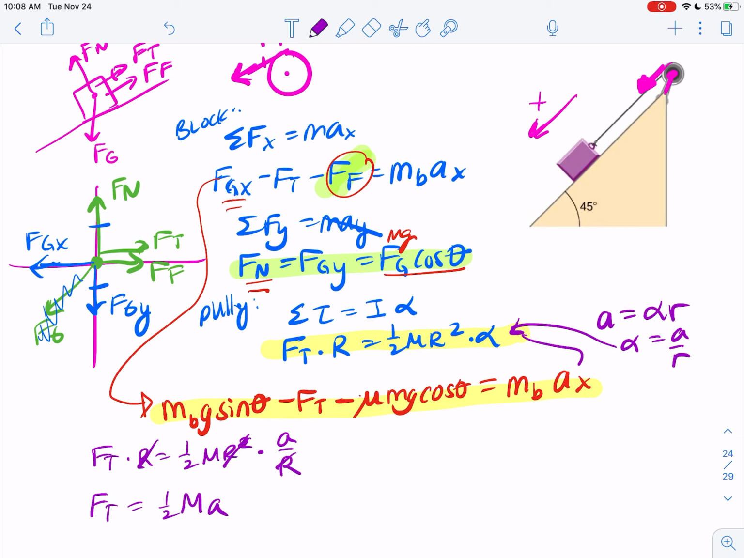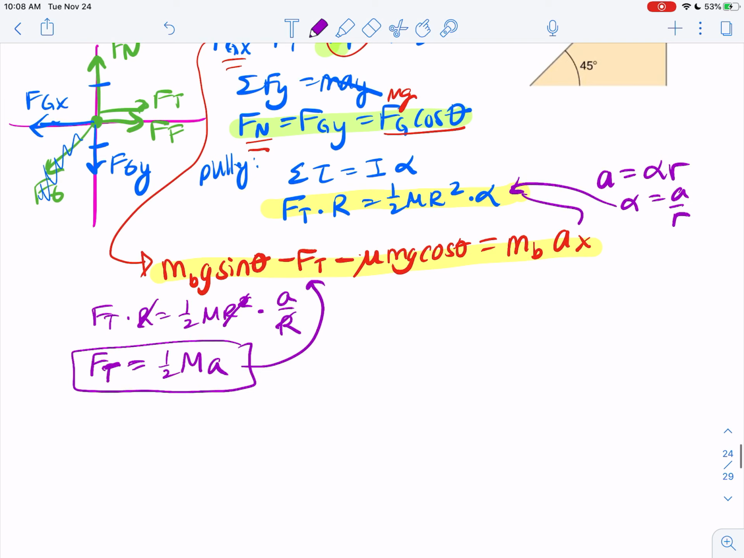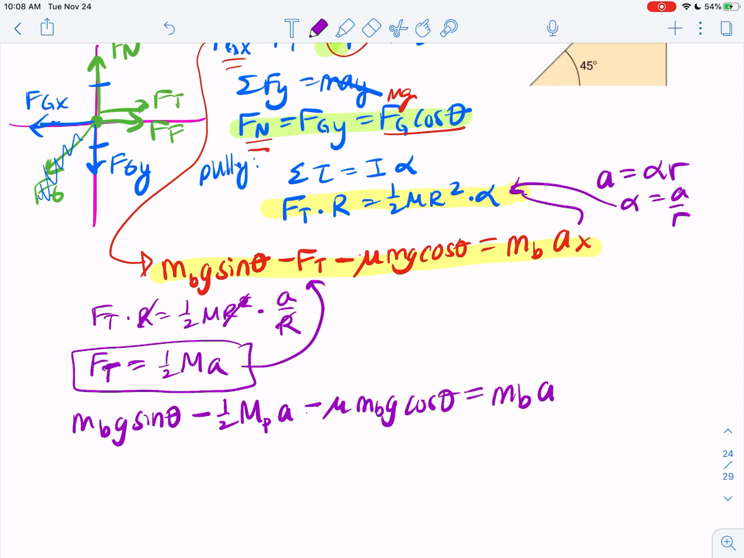That pretty much always happens. All that stuff is going to cancel out, which is another good reason not to put the numbers in early, because a lot of stuff might cancel. Now I'm at the point where I know this, I can just throw this in here, and now I'm down to 1 unknown. So m_B g sine theta minus 1/2 m, that's the pulley, times acceleration, minus mu, that's the block, cos theta equals mass of the block A. I'm just going to get rid of the x, because we're only talking about one now.